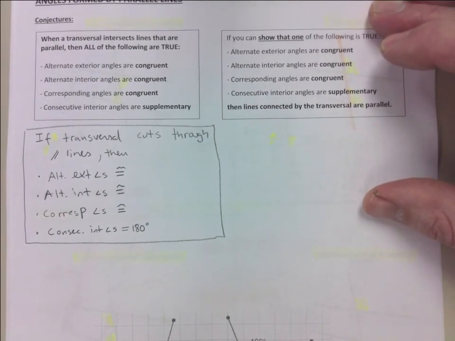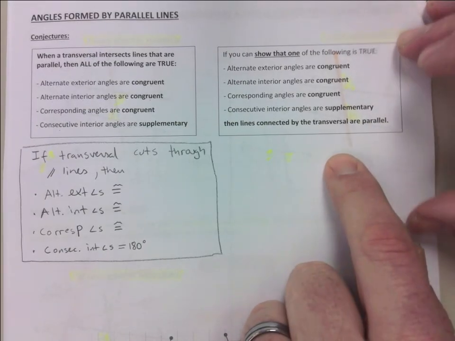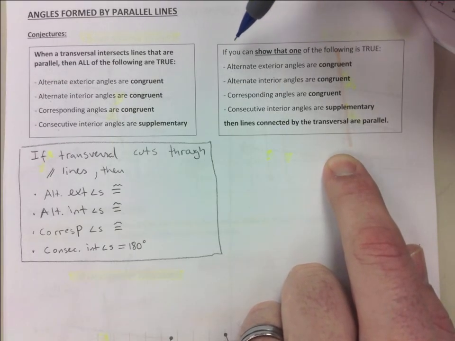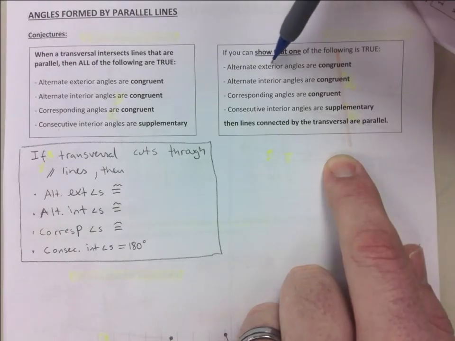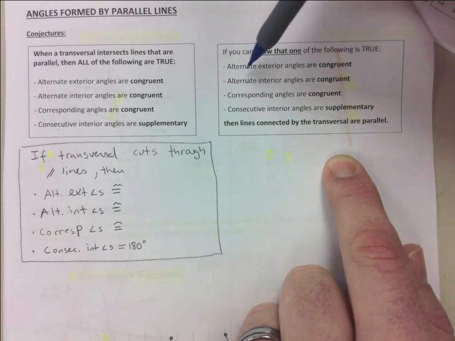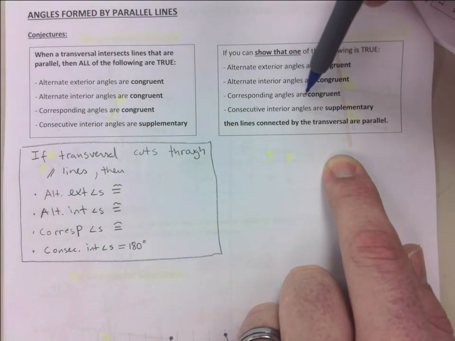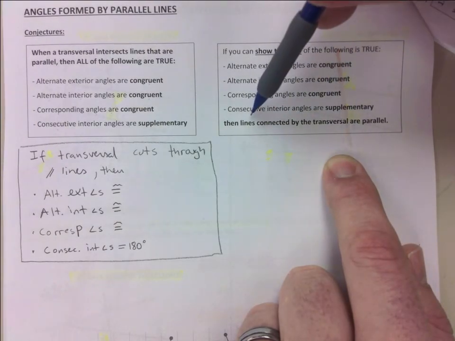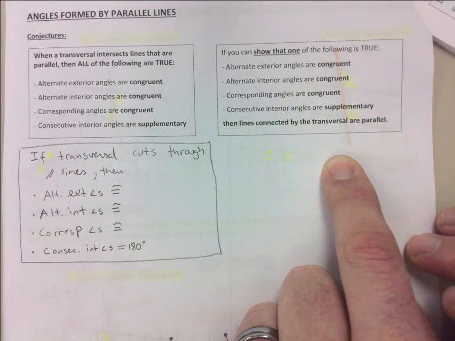So this is one side of the coin. On the flip side, if I ask you to prove whether or not lines are parallel, if you can show that one of the following is true, if you can show me that alternate exterior angles are congruent, or alternate interior angles are congruent, or corresponding angles are congruent, or consecutive interior angles are supplementary, then lines connected by the transversal are parallel.